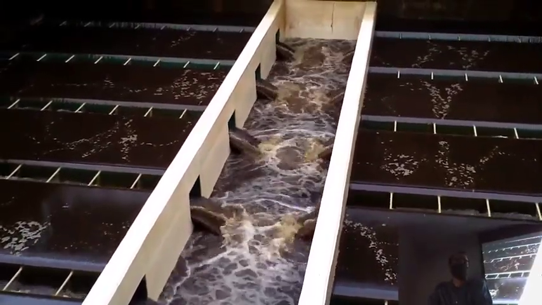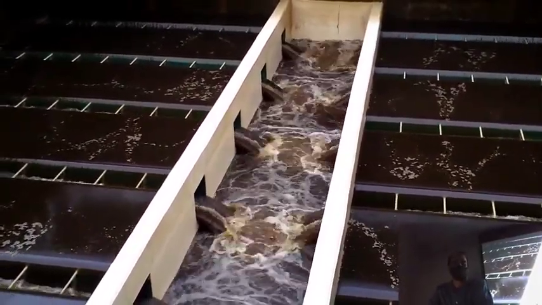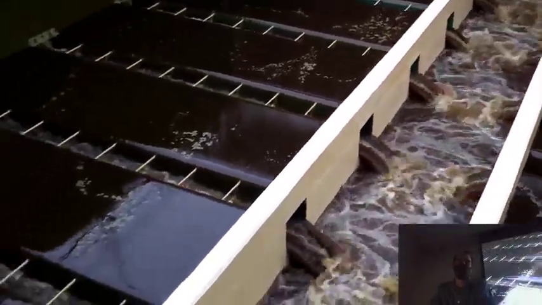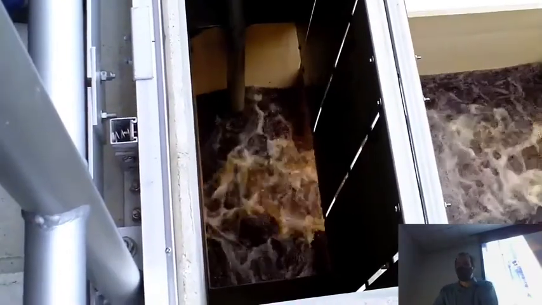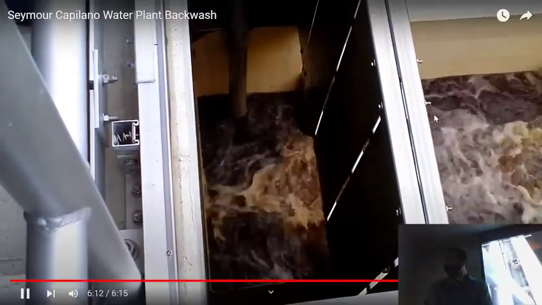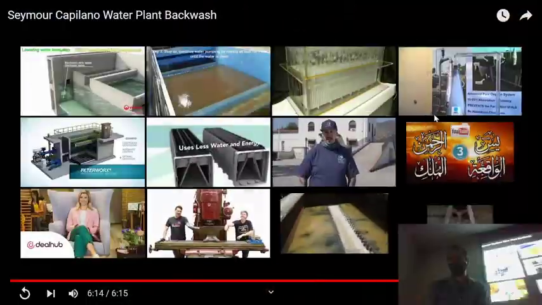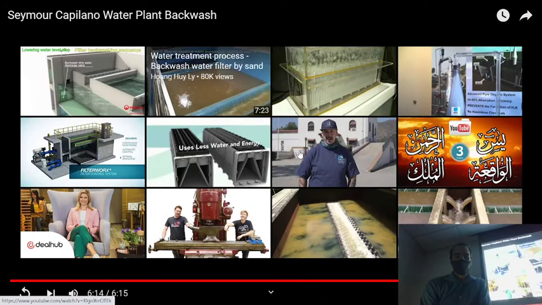So you can see the scale here is kind of impressive. It's one thing to say, oh, 15 minutes of backwash, but there's a lot going on in there. Okay, there's some other good ones.